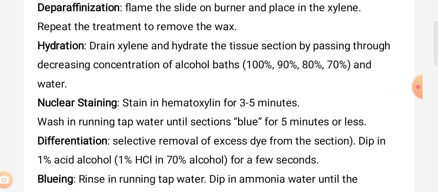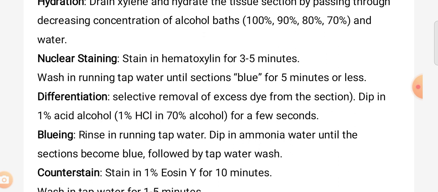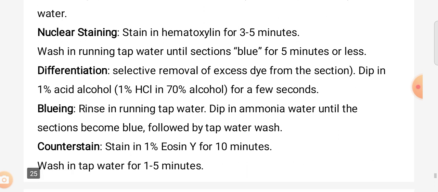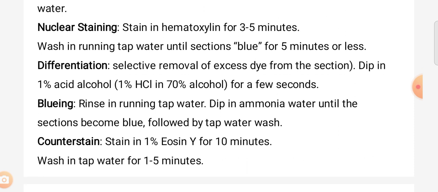Next one, nuclear staining or primary staining. Hematoxylin stain is added for 3 to 5 minutes, then washed in running water. Next one, differentiation: selective removal of excess dye from the sections. Dip in 1% acid alcohol for 5 seconds and wash in running water. And the next one, bluing. Rinse in running tap water, dip in ammonia water until the sections become blue, followed by tap water and washing in running water.